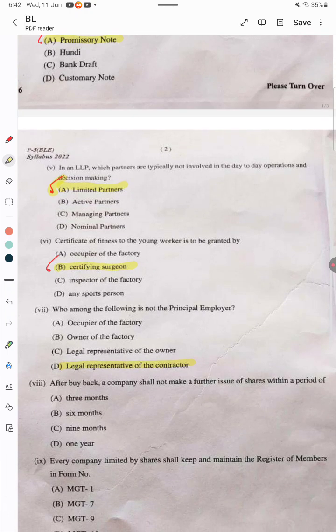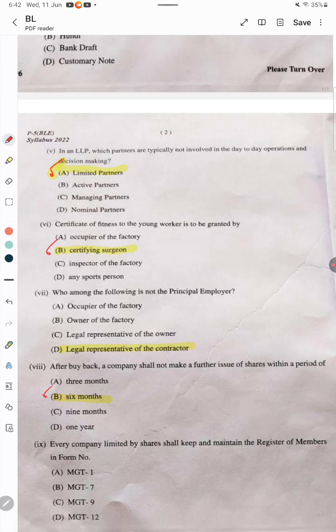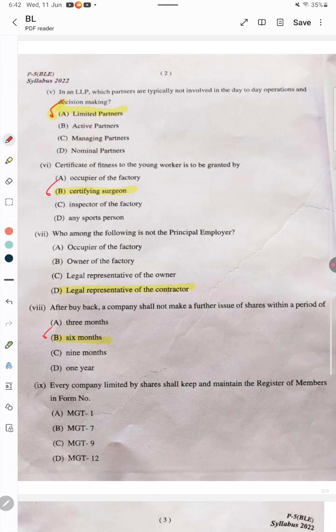So, question number 8. After buyback, a company shall not make a further issue of shares within a period of 6 months. That is the correct answer. Not 3 months, 9 months, or 1 year. 6 months is the correct answer. Make note of it. Then: every company limited by shares shall keep and maintain the register of members in the form. All know MGT-1 is the correct answer. Please make note of it.